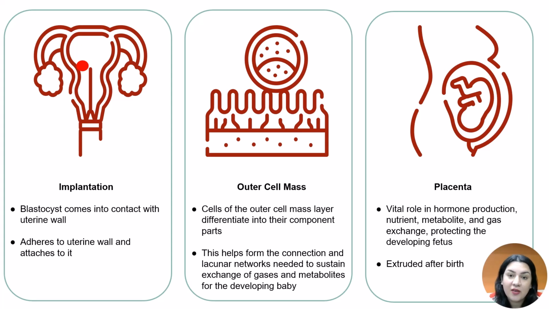During the second week of pregnancy, you also have the placenta forming. And again, we're not going to be discussing the placenta in any sort of detail as part of your syllabus in embryogenesis, but basically it has a vital role in hormone production, in nutrient exchange, metabolite exchange, gas exchange, and it also helps to protect the fetus while it's in utero as well. And then ultimately, immediately post-birth, the placenta is extruded as well.